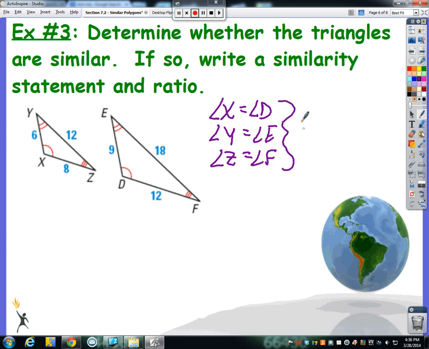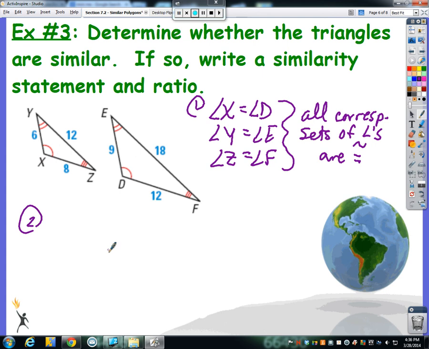And I could kind of clump them together and say that all corresponding sets of angles are congruent. So that takes care of part 1, checking the angles. Now, part 2, I'll put part 2 down here, checking the sides.